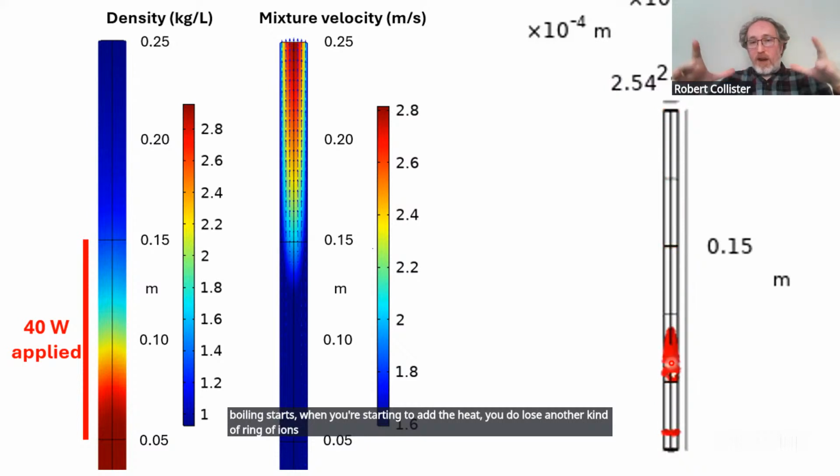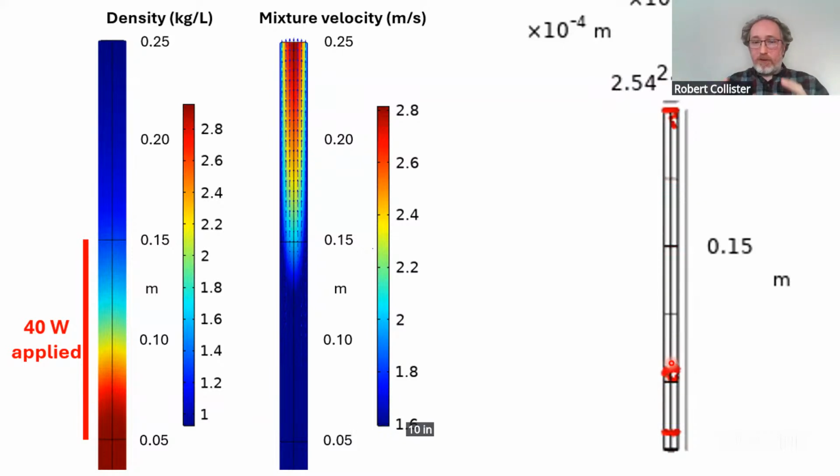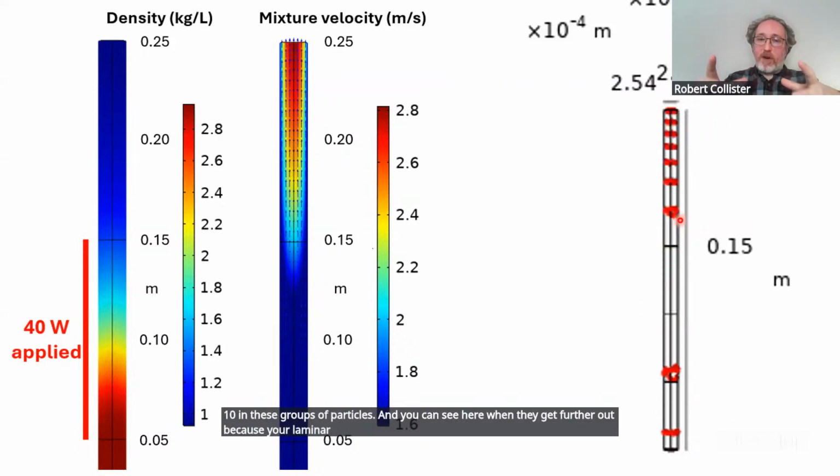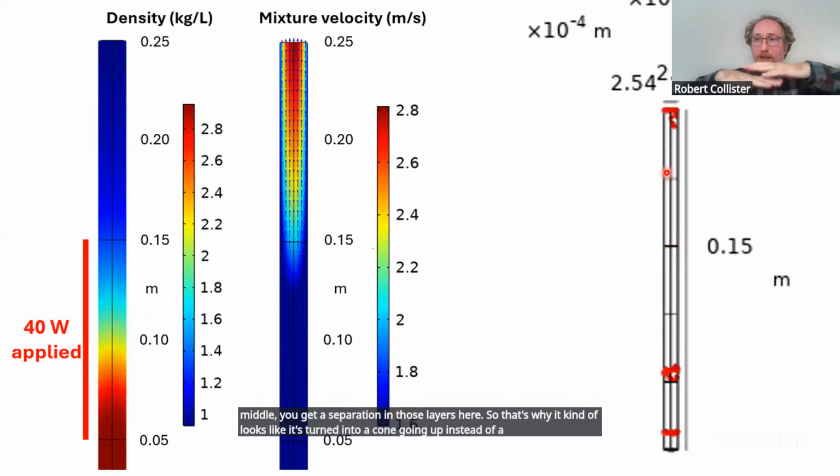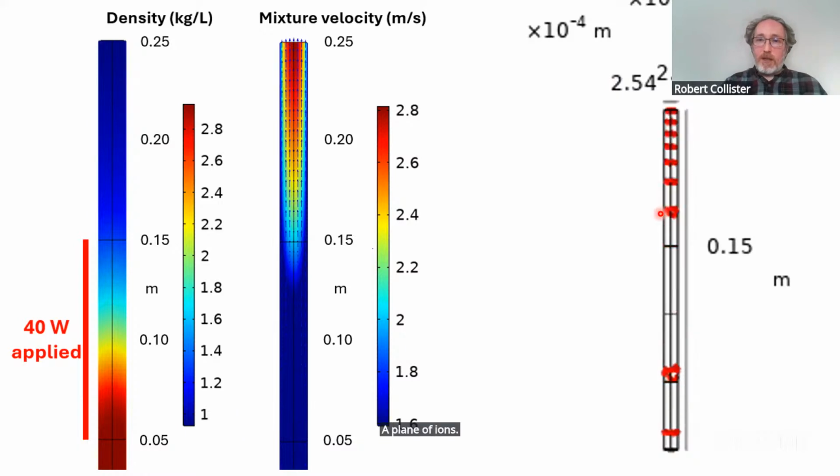And so like the outer two rings, of which there are, I think, 10 in these groups of particles. And you can see here when they get further out, because your laminar flow has slowest flow at the walls and fastest flow in the middle, you get a separation in those layers here. So that's why it kind of looks like it's turned into a cone going up instead of a plane of ions. But those outer two rings are what get lost.